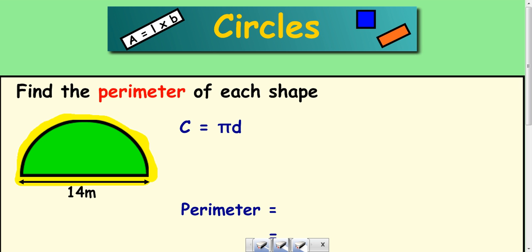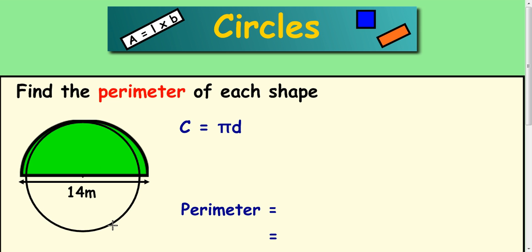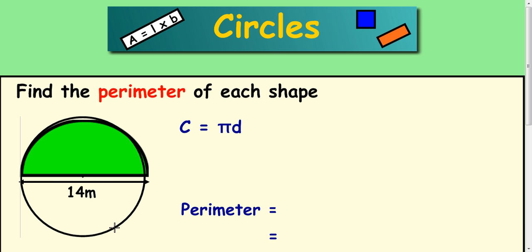So the first thing to do is calculate the circumference of a full circle. What we have to do is picture this here as a full circle, so all the way around. So if we get the circumference of the full circle first by doing c equals pi d, you do 3.14 multiplied by the diameter, which is 14. So that gives you the circumference of the full circle here, 43.96.